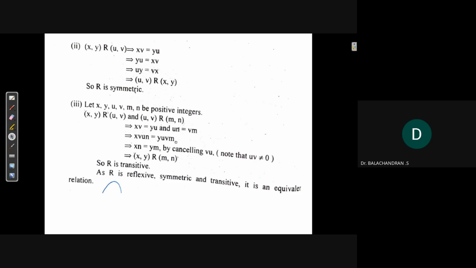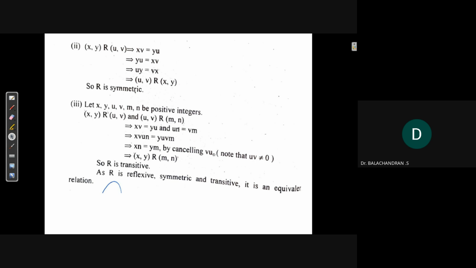Now we know that u and v are non-zero. If u and v are zero, there is nothing to prove, since 0 equals 0. So you should assume u and v are not equal to 0. That's why u is not equal to 0.